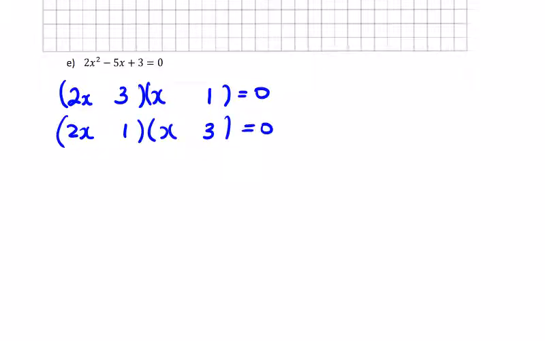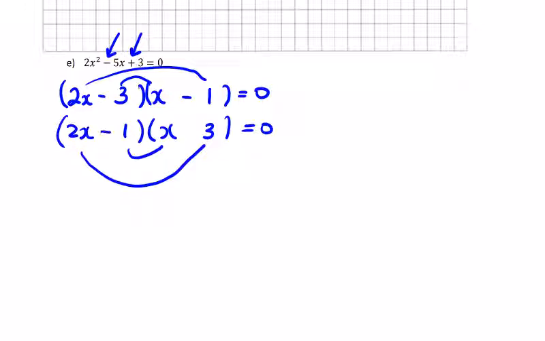So how do I get minus 5x? Well, in the bottom bracket, I have a 6x and a 1x. I can get 5x. In the top bracket, I have a 3x and a 2x. I can get 5x. So what's going on here? Now I've got to think about the signs. I want a plus 3 and I want a minus sign in the middle, so they both have to be minuses. So put two minuses in and see what happens.